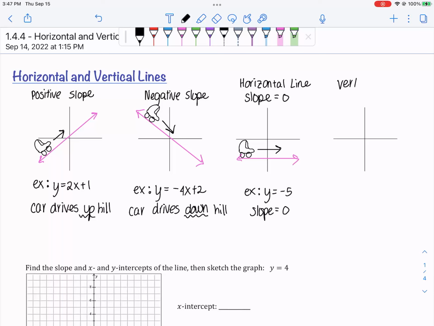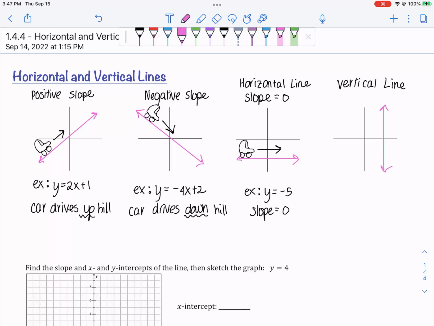If we have a vertical line, that's going to be a line like this. All of these points on this line have the same x value, but different y values. So it's going to look very similar to the horizontal line, but instead of y equals -5, it's going to be x equals a number. So x equals 3, because all of the points on this line are the points where x is 3.